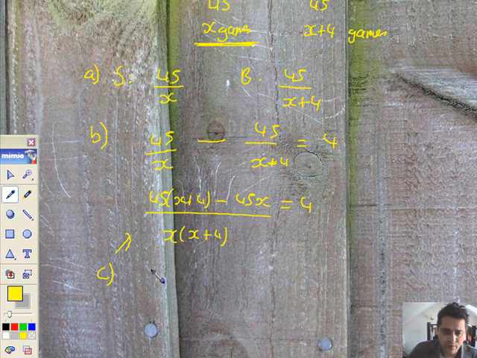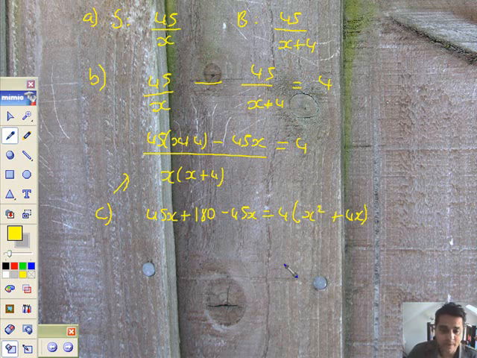Okay, so multiplying it across, I've got 45 X's plus, well, 4 45s are basically 2 90s, 180, minus 45 X's will make 4 lots of X squared plus 4x. What I've done, of course, is take the whole thing over and put it all on a level and multiply it by 4 straight away. So what have I got here? 45x's minus 45x's, bye-byes cancel out. So I've got 180 equals 4x squared plus 16x's.